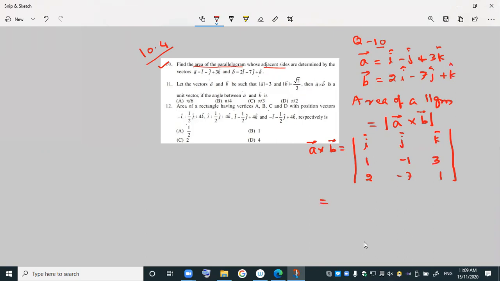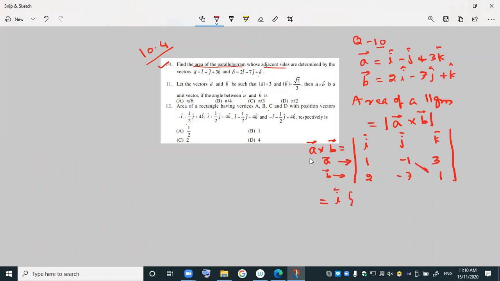So that's why first this row should come from A and the second should come from B, because B is coming at the second position. So now just solve it.